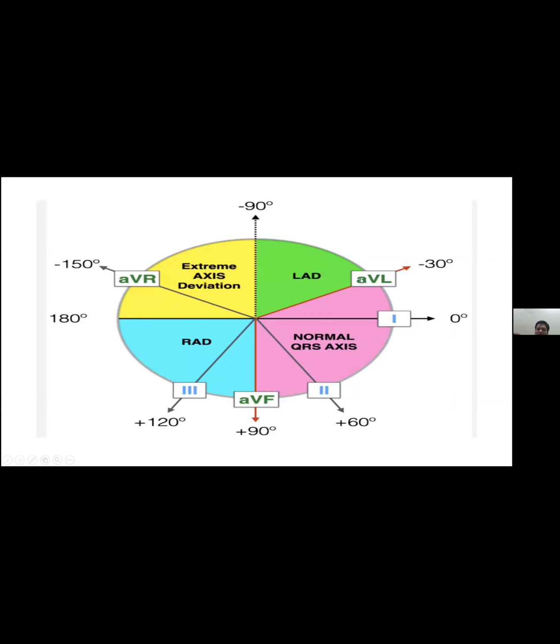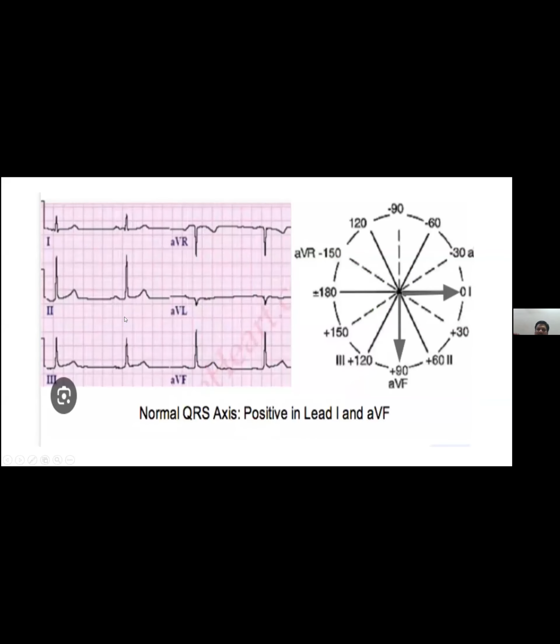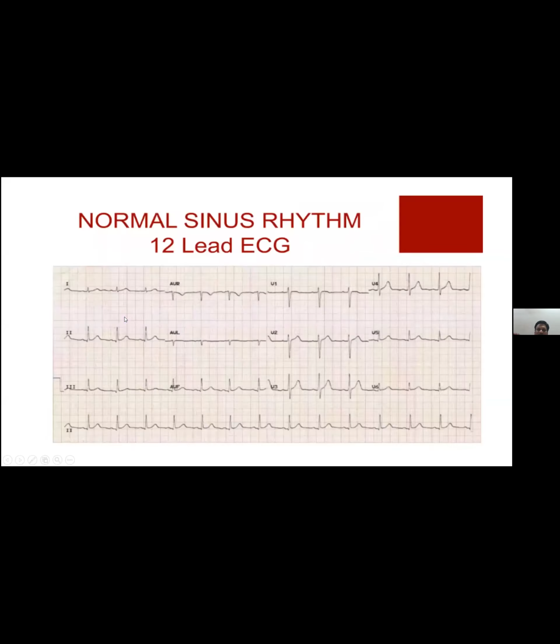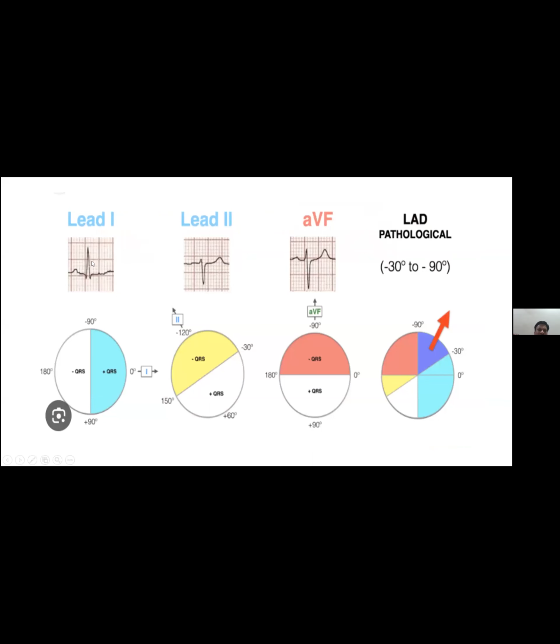Beyond that, from minus 30 to minus 90, we call it left axis. And plus 120 to plus 180, we call it right axis. What will happen when it is minus 30 to minus 90? Lead 1 is positive. So see the QRS, lead 1 is positive, so it is in this half.